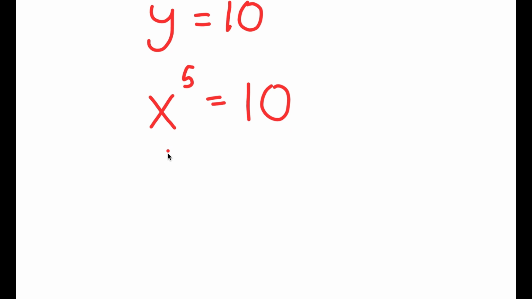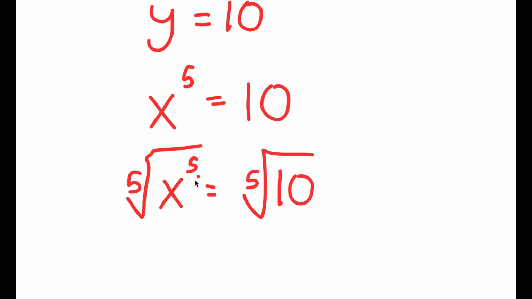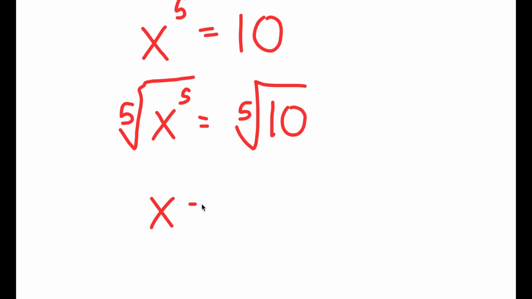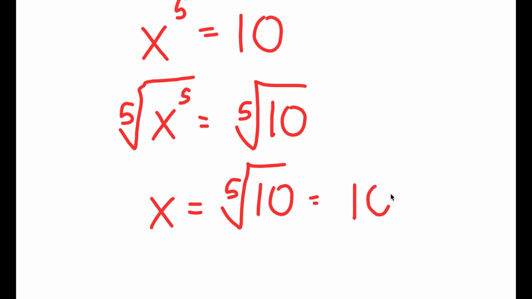And now from here, all I have to do is take the fifth root on both sides. So I get the fifth root of x to the power of 5 is equal to the fifth root of 10. And the fifth root of x to the power of 5 is x. And so I get x is equal to the fifth root of 10, which is the same thing as 10 to the power of 1 over 5.